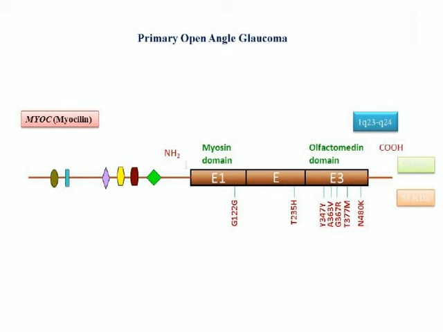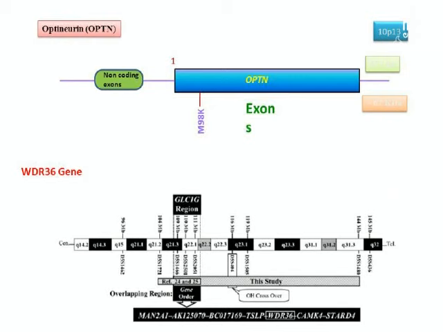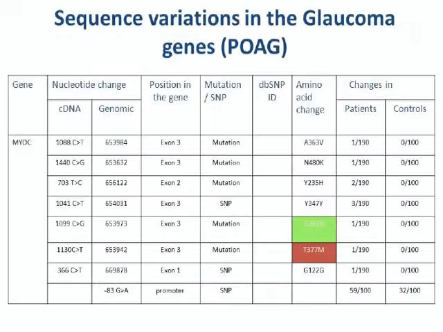We give this kind of counseling to many families. We also proved that this is an excellent mutation, and functionally we proved it is associated with the disease by cloning and gene expression studies in our lab. And again, as I mentioned, these are the optineurin and WDR36 genes, and these are the mutations we have identified in our lab.